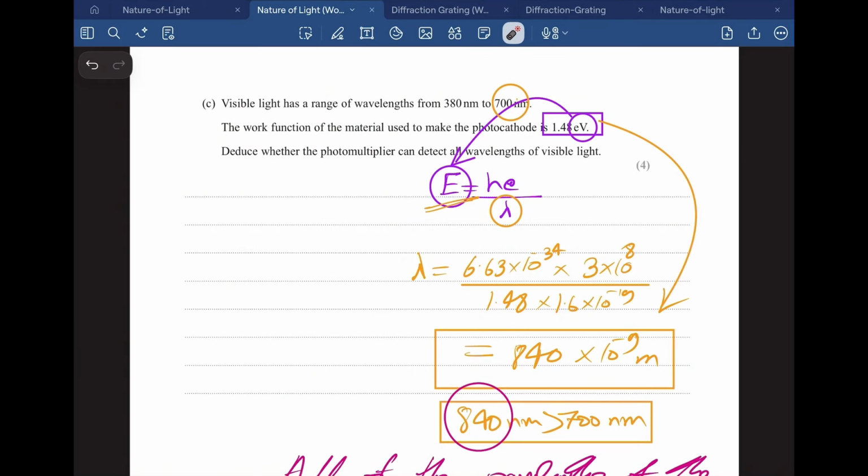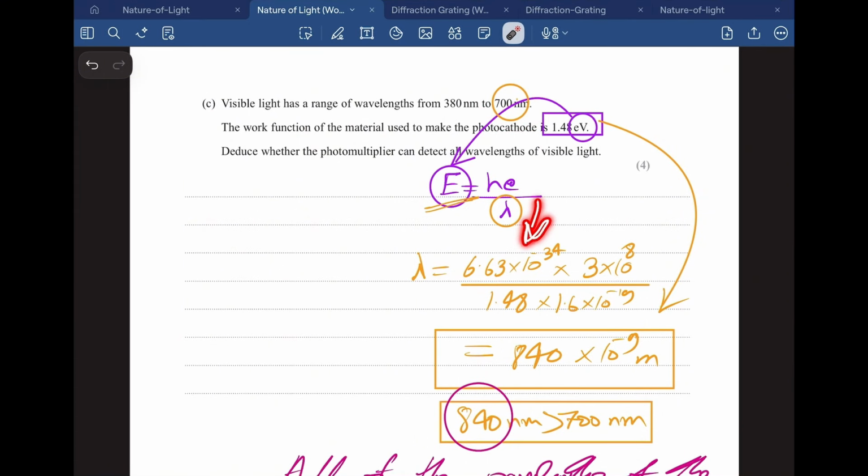Basically, if the energy of the photon is greater than the work function, it can make the electron be released, right? So we have put this value right here. For this energy we need a wavelength of 840 nanometer. 840 nanometer is required, and we have wavelengths less than that, which is, let's say, 700.